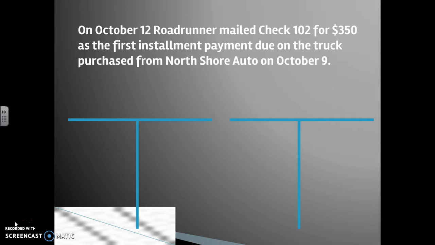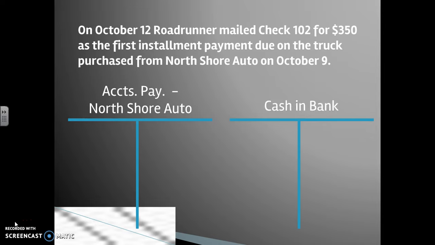On October 12th, Roadrunner mailed check 102 for $350 as the first installment payment due on the truck purchased from North Shore Auto on October 9th. Therefore, we are going to debit North Shore Auto and credit Cash and Bank. We are making a payment on a liability balance that we owe. Therefore, we are going to decrease the amount that we owe to North Shore Auto by $350. We made a payment out of cash, which means we are going to decrease cash by $350 also.